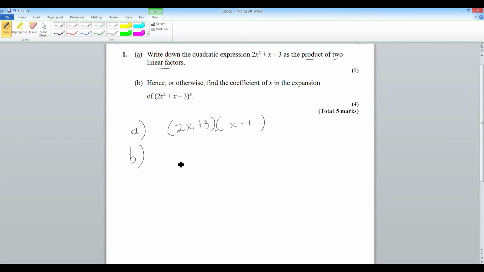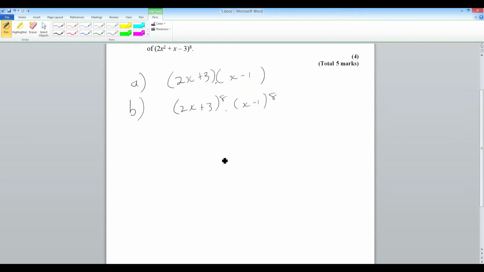the power of 8. So what I can do here is say (2x plus 3) to the power of 8 multiplied with (x minus 1) to the power of 8. And now I see that I have the product of two binomial expansions, and they want me to find the coefficient of x, so basically x to the power of 1.